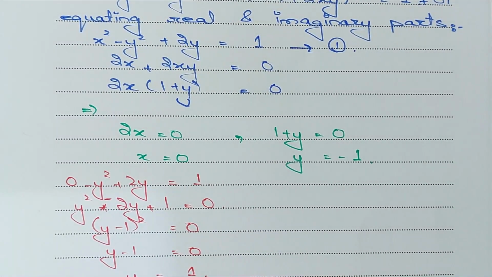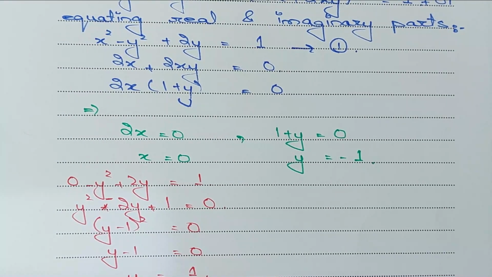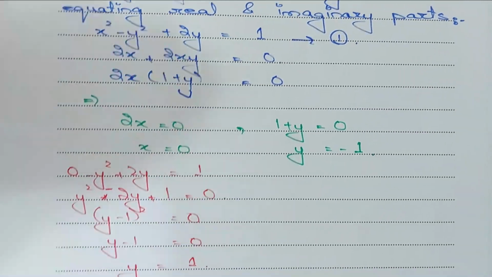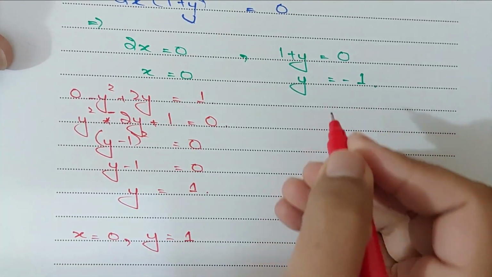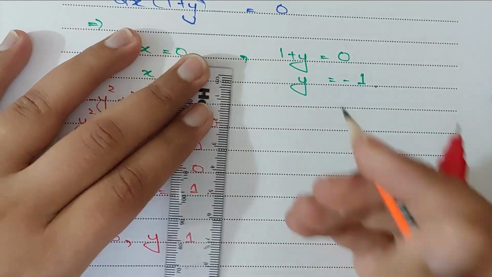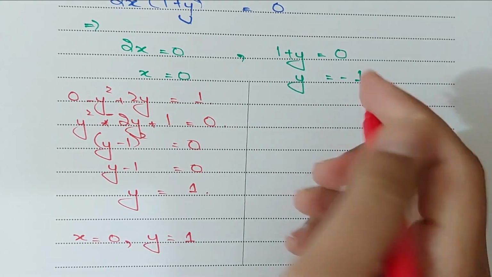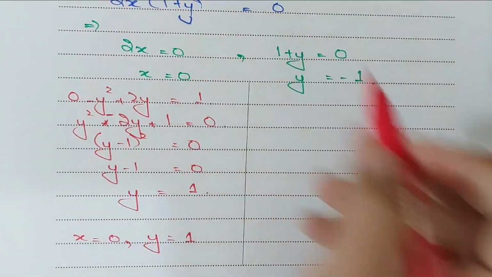Right? So from here the value of x is equal to 0, y is equal to 1. Now let me substitute into this the second value. Doing the other part, we have y is minus 1, so substitute into the first equation.